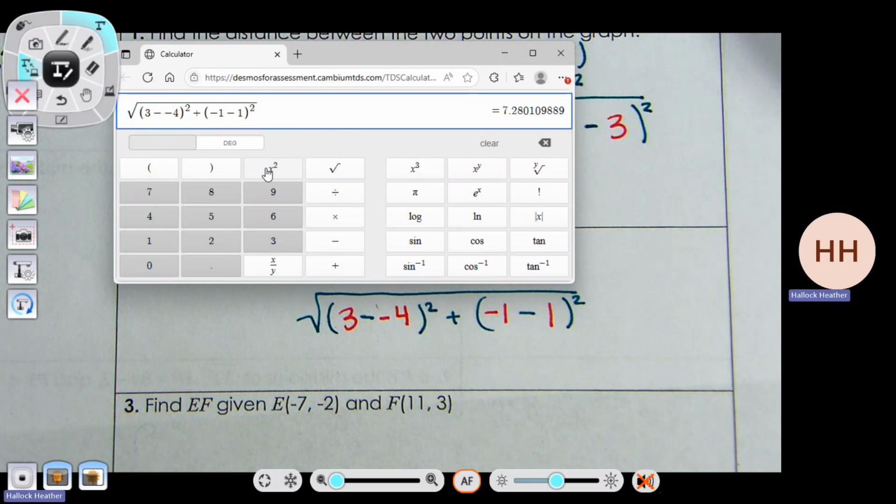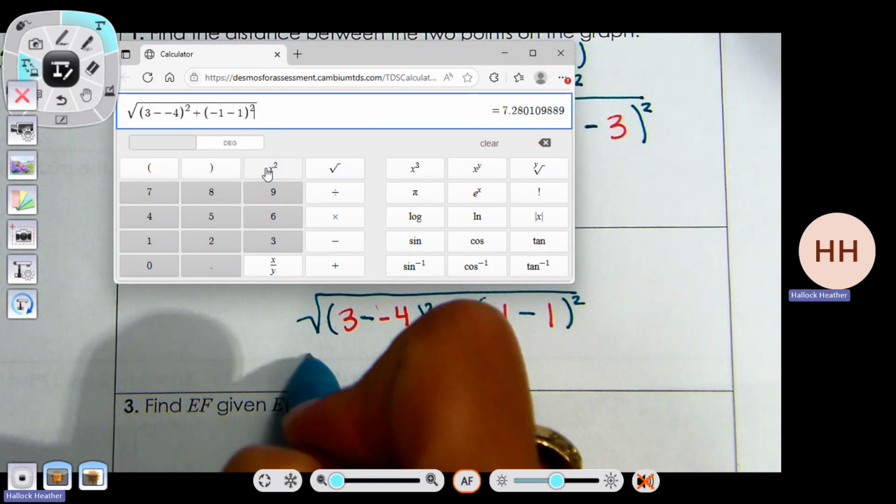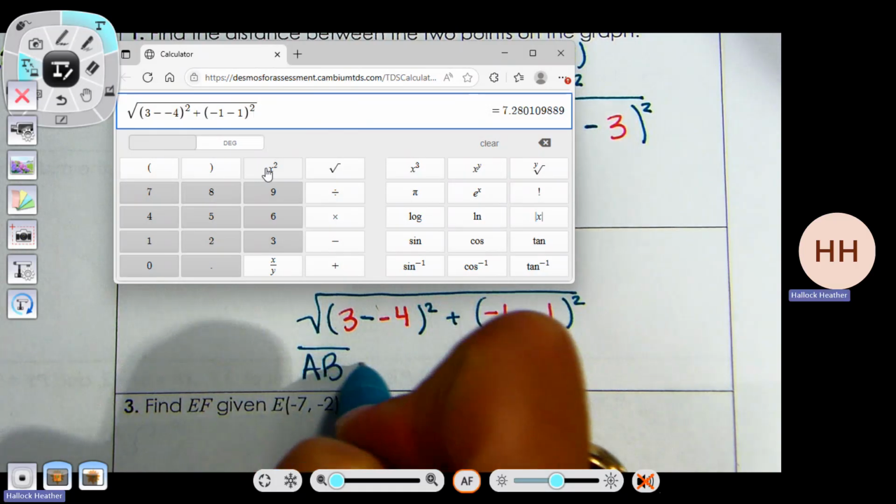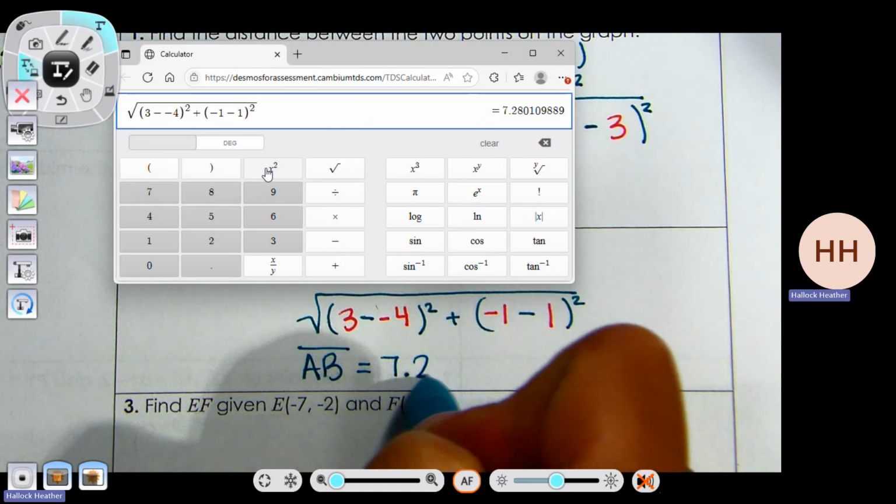Okay, so as long as you can plug it into the formula, you are hopefully going to get the right answer. Okay, so we're going to round to the nearest hundredth. So this is going to be 7.2. What's that say? 28. 7.28. So I'm going to say AB is equal to 7.28.